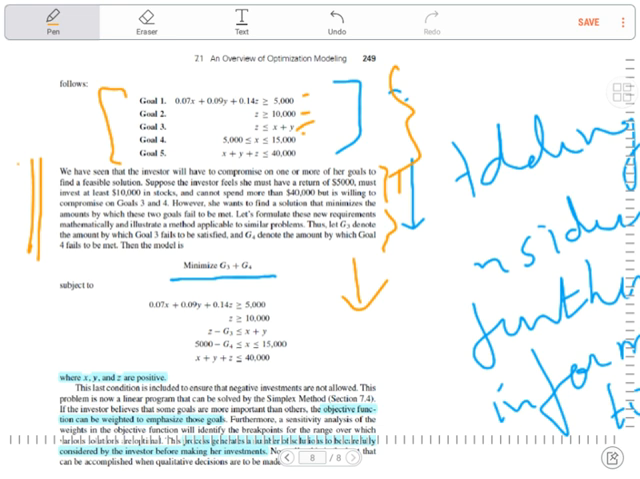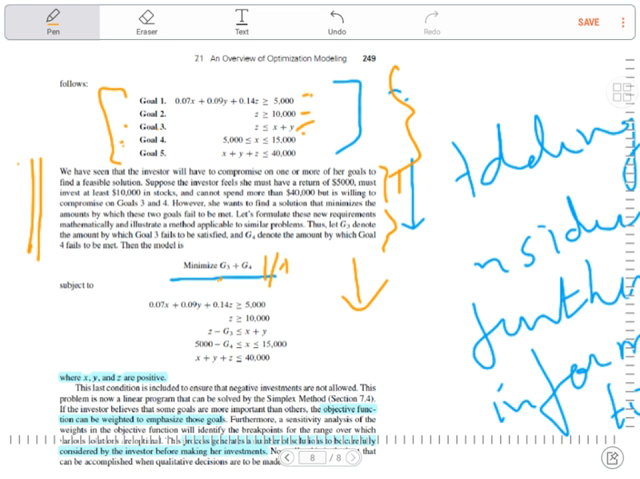And let G4 be the amount by which goal 4 fails to be met. That means again the amount invested in savings is not lying between 5,000 and 15,000. Now the model is to minimize G3 plus G4. That means if her third goal and fourth goal are not satisfied, there is some deviation from whatever she is trying to get in goals 3 and 4. So let us just minimize the deviation. Minimize G3 plus G4, because G3 measures the deviation from goal 3 and G4 the analogous deviation from goal 4. So minimization of G3 plus G4 subject to what conditions?